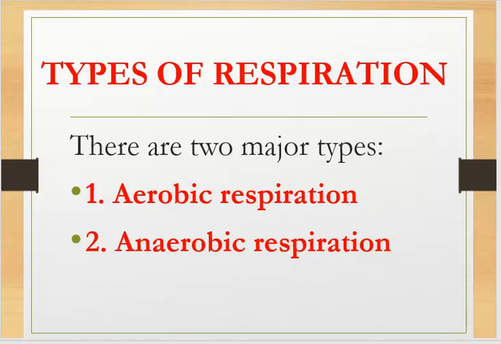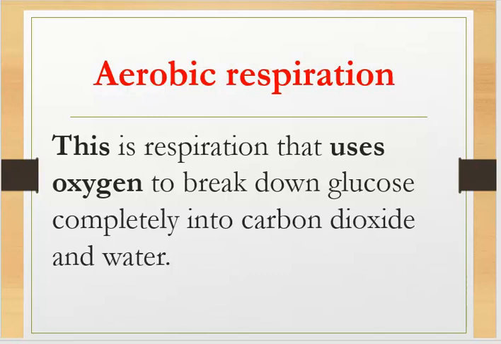So those are the major two types that we have. Then let's look at aerobic respiration. It's a respiration that uses oxygen to break down glucose completely into carbon dioxide and water. I said it earlier on. It occurs in the presence of oxygen and absence of what? Oxygen. Now in aerobic, that one takes place in the presence of what?